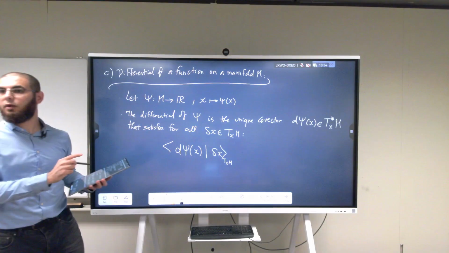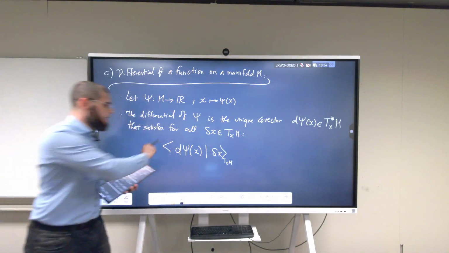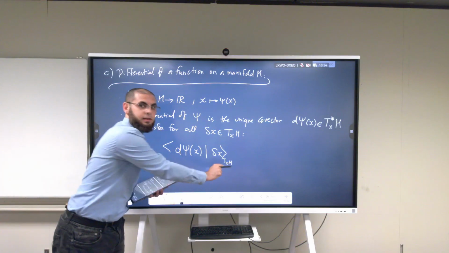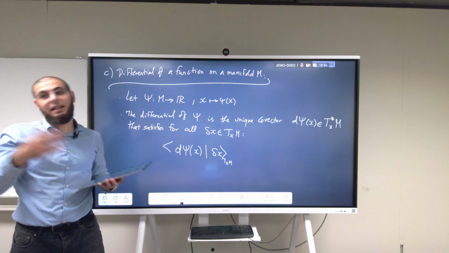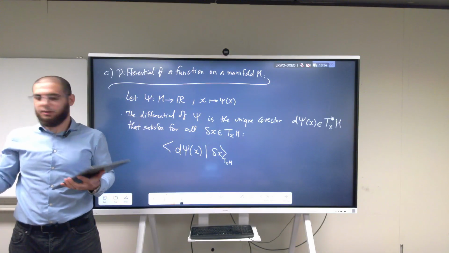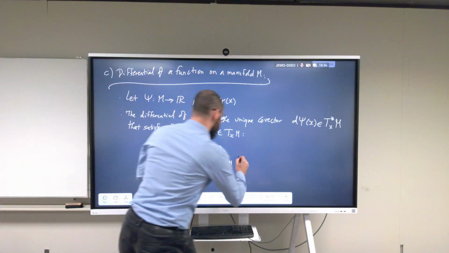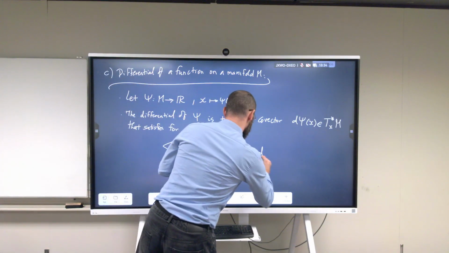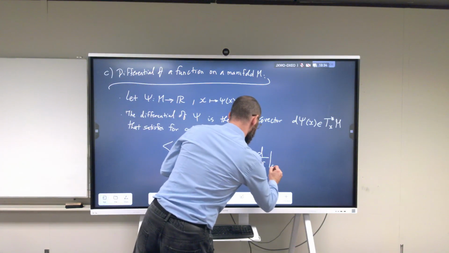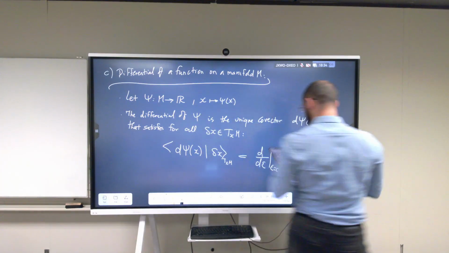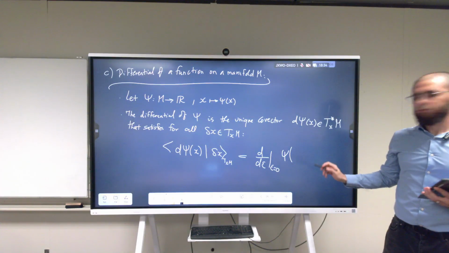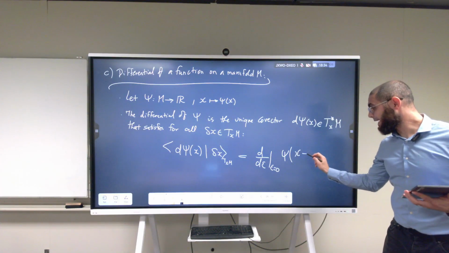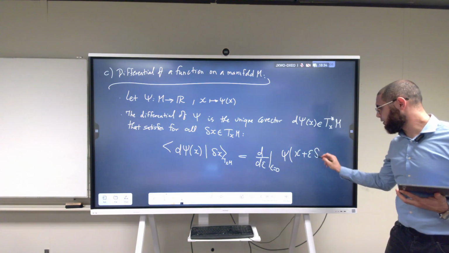So that's the new thing now. In the previous definition, we used the pairing on the vector space, but here we use the pairing on the tangent space. And the tangent space, if you remember, is actually a vector space. And this is equal to d by d epsilon. How should we proceed? psi of x plus epsilon delta x.